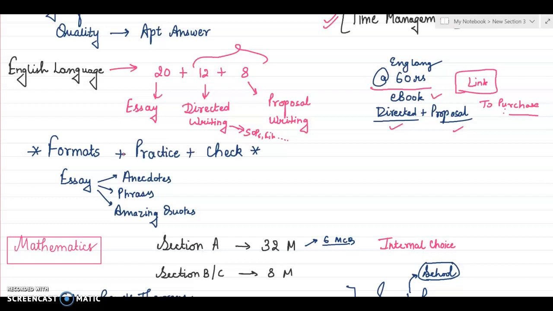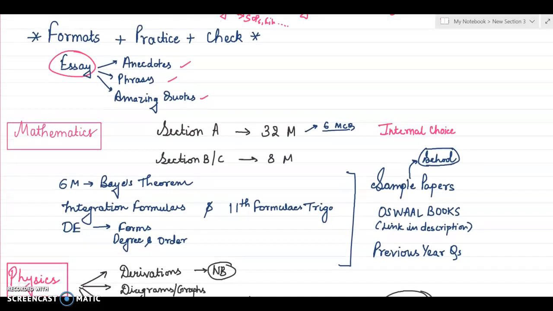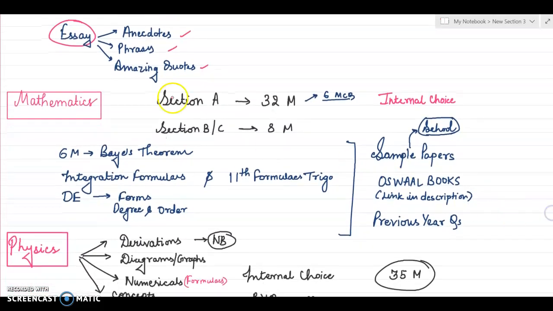Whenever you write your essays, you should start with anecdotes or phrases or amazing quotes that may be eye-catchy for the examiner. And if you write a different essay and an extraordinary essay which is different from many students, then you may gain marks in that. So you have to be unique.